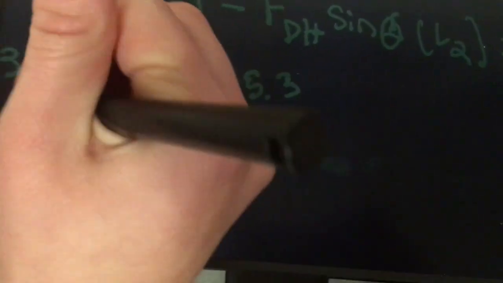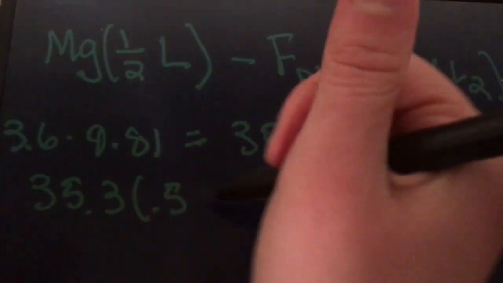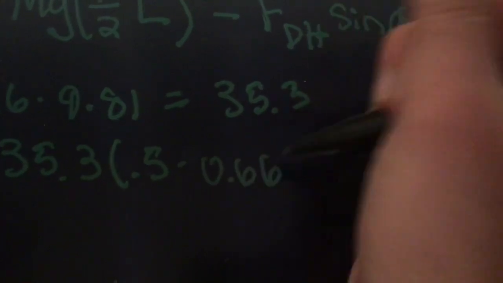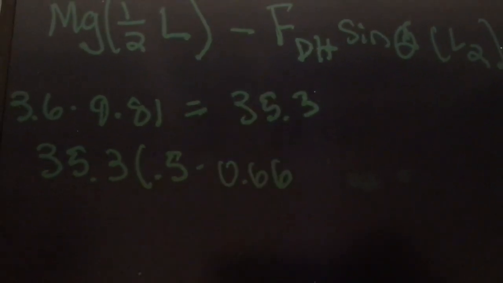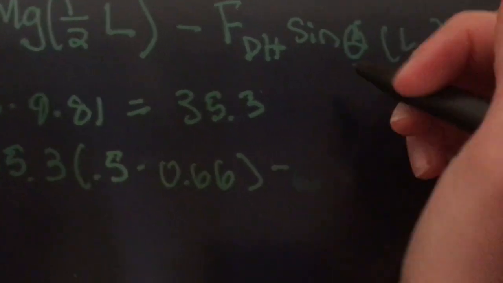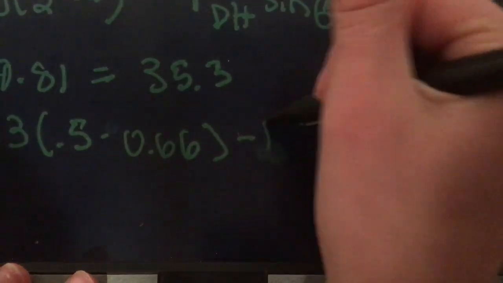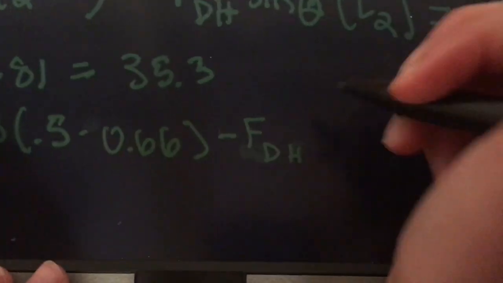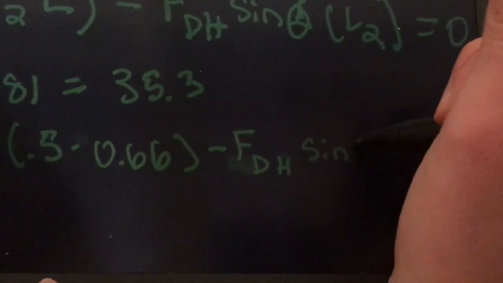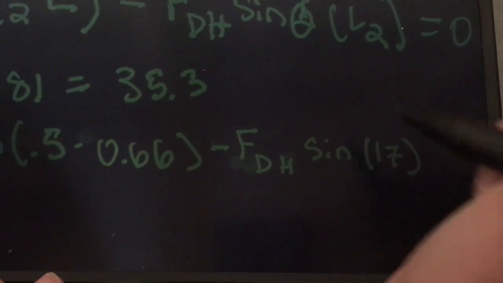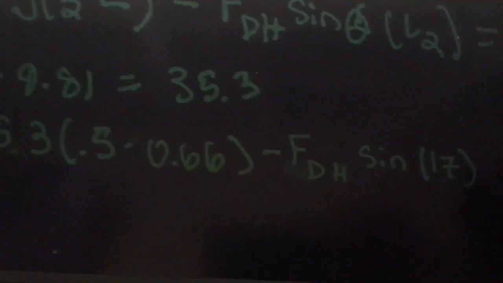Okay, so we are going to have 35.3 times 0.5 L, and as we can see, L here is going to equal 0.66 meters, which is how long the humerus bone is, minus the force of the deltoid on the humerus, which we don't know. We are actually solving for that in this equation. Sine of 17, L2, which we know from this equation, is going to be 0.15. And that's going to equal 0.